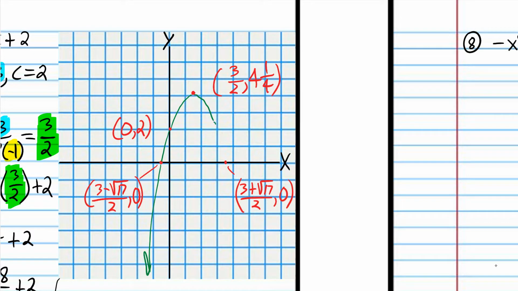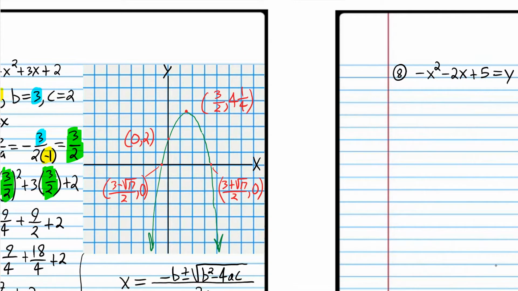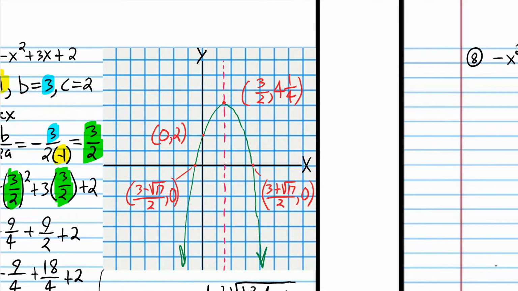And again, I've said it before, I'll say it again, you could make the graph more accurate by plotting more points, but that would take a lot of time. The most important thing is to understand generally how to graph a quadratic expression. And the equation of the line of symmetry, of course, is x equals 3/2.